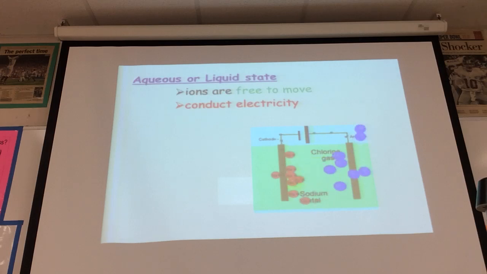So here we've got free moving ions, and you can see when an electric current is applied, we have the cathode here, which has a negative charge, and it attracts the positive sodium ions, and on this side we have a positive charged anode, and that attracts the negatively charged chlorides.